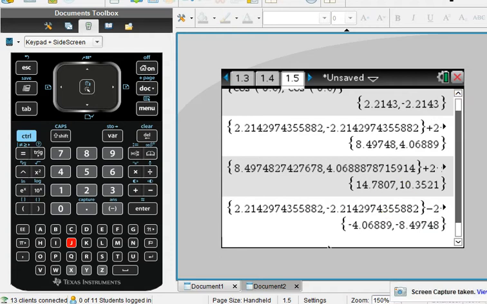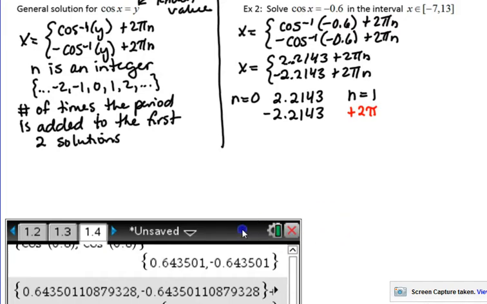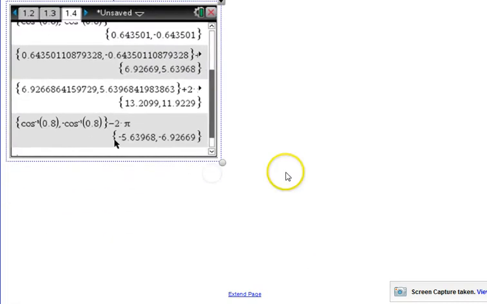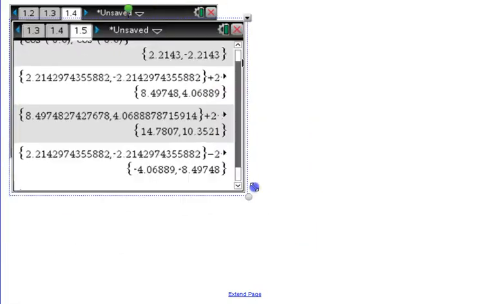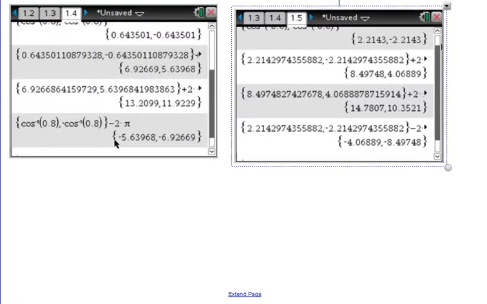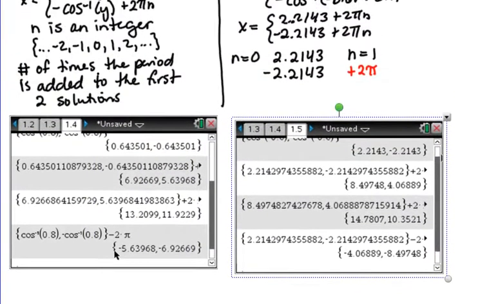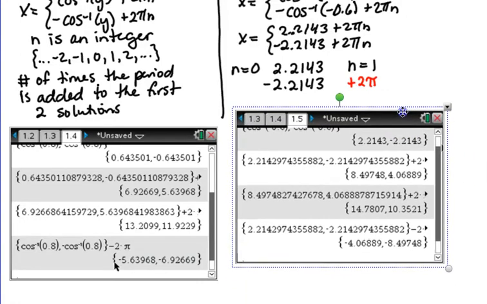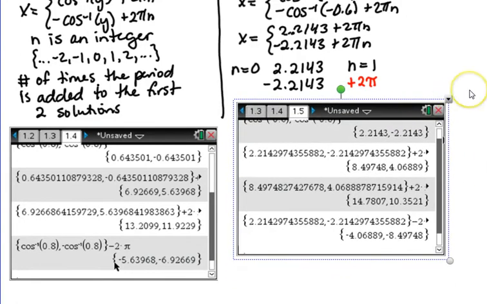Once again, I'm going to grab these and put them on here for reference. Grab this and shrink it down, and grab that and shrink it down. So these two are here for reference, for notes purposes, if you want to see them. I could probably just mark these on here. This is when n equals 0. Here's when I added 2 pi once, so n was 1. Here's when n is 2. And here's when n is negative 1, because that's when I subtracted 2 pi.